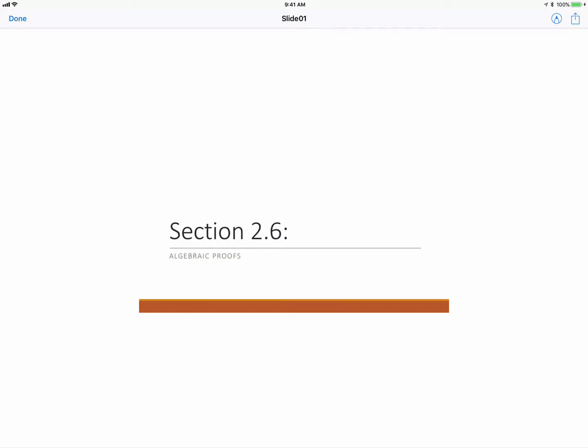It's going to be me recording on my iPad, and you get to see the basic notes I was going to cover, but me writing it with the Apple Pencil instead. Hopefully you enjoy. Let's start right in on section 2.6.